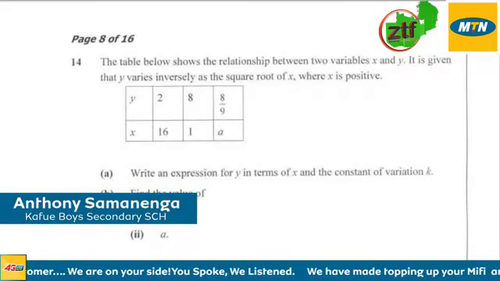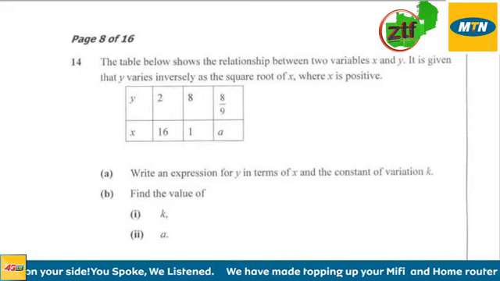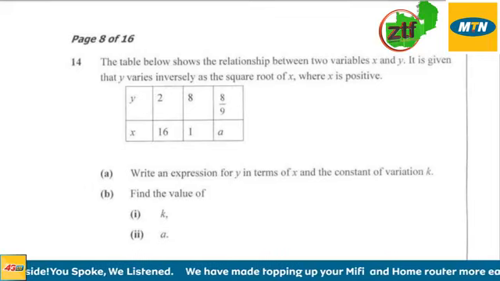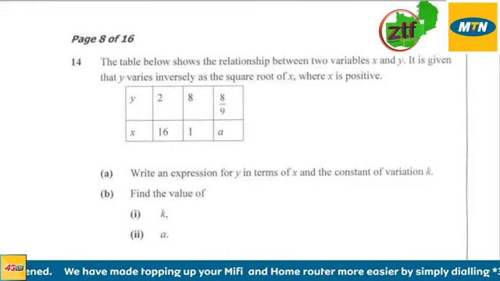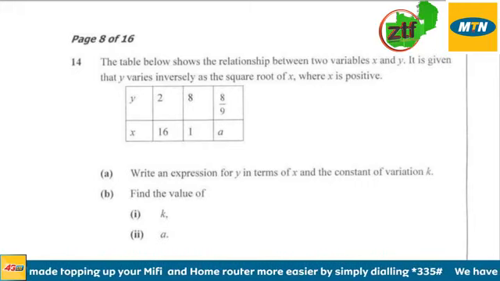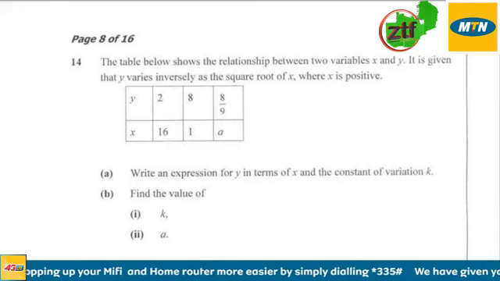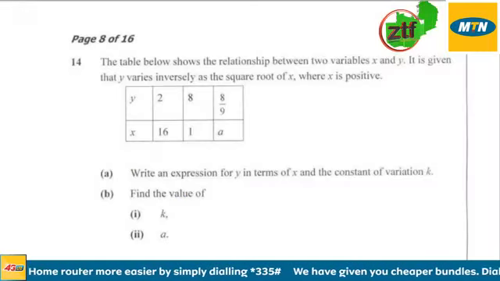The table below shows the relationship between two variables x and y, and it is given that y varies inversely. So here, one quantity is increasing and the other quantity is decreasing. So we are saying y varies inversely. And to show that one quantity is increasing and the other quantity is decreasing, we are going to say y varies inversely as x. This means we have two quantities, y and x, which are varying inversely. As one quantity increases, the other one decreases.